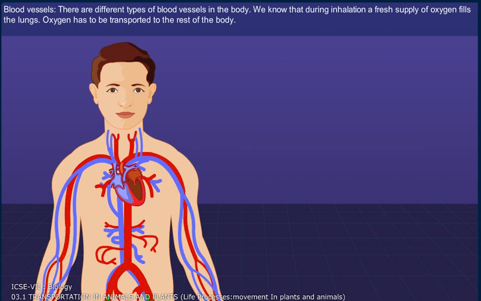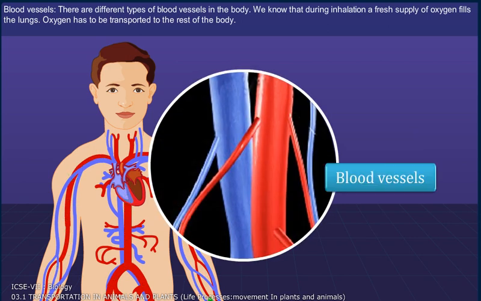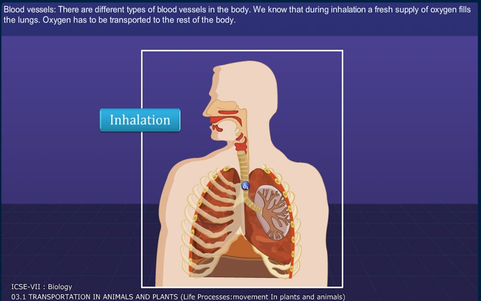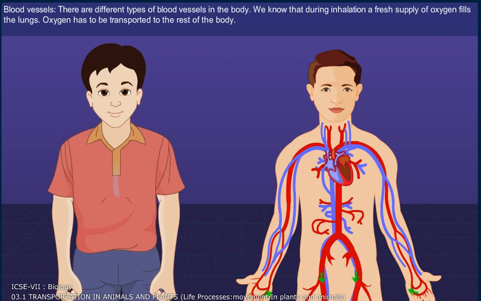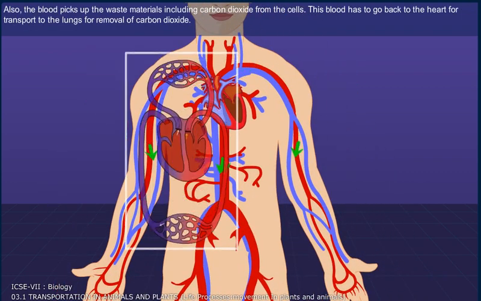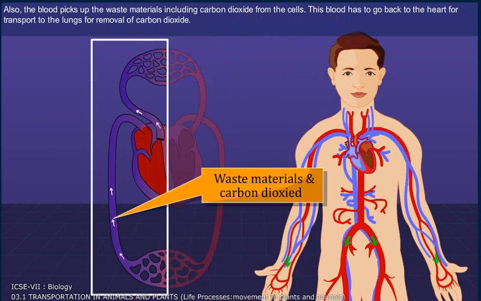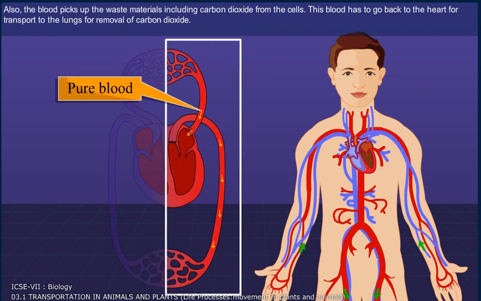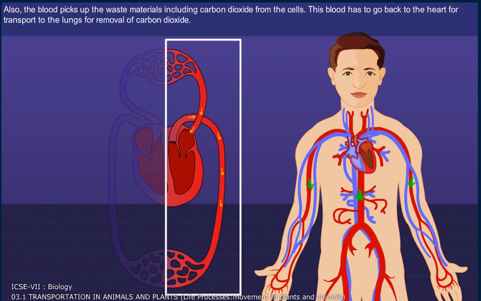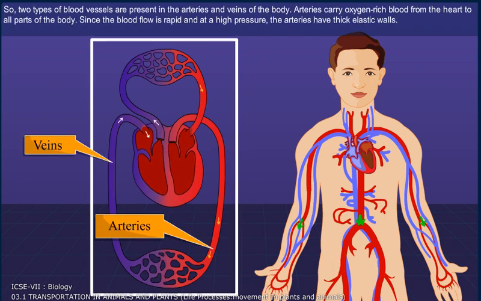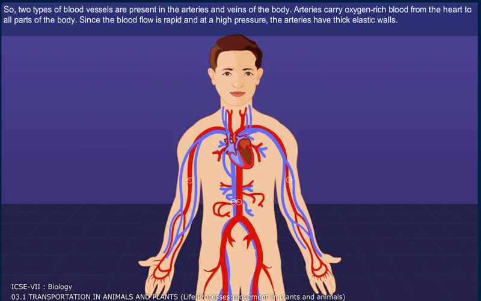Blood vessels. There are different types of blood vessels in the body. We know that during inhalation, a fresh supply of oxygen fills the lungs. Oxygen has to be transported to the rest of the body. Also, the blood picks up the waste materials, including carbon dioxide, from the cells. This blood has to go back to the heart for transport to the lungs for removal of carbon dioxide. So, two types of blood vessels are present in the body: arteries and veins.